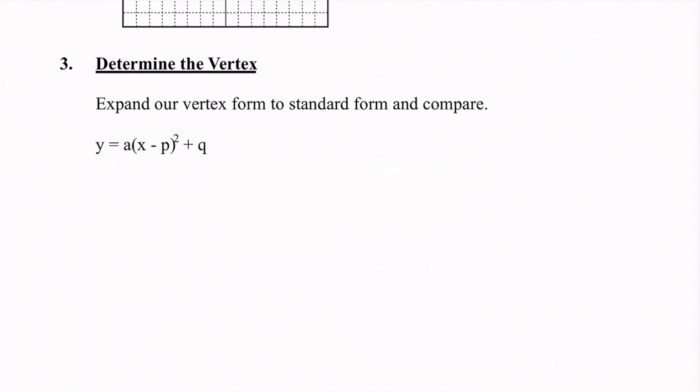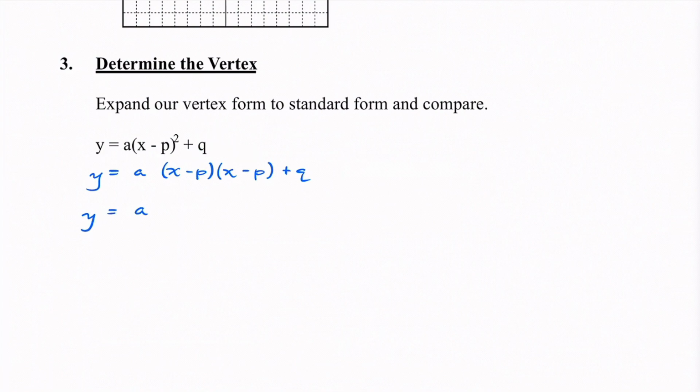So we're going to start with our vertex form, and then we're going to change it into standard form, and then we're going to compare the two and see how one relates to the other. So all we're really trying to do is FOIL this out and then simplify. So first thing I'm going to do, I'm going to apply that exponent of 2. So this is going to be a times (x minus p) times (x minus p) plus q. And then I'm going to FOIL everything out in here.